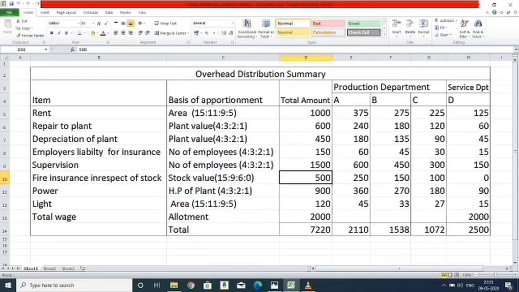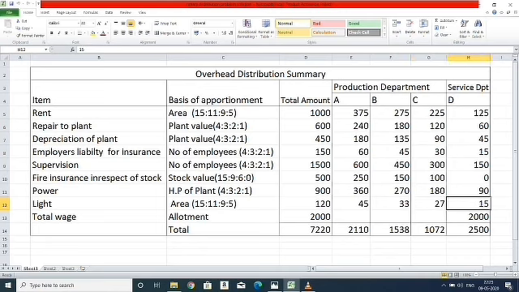Then fire insurance, total amount of 500 divided in the ratio of 15:9:6:0. Then we get 250, 150, 100 and then last column 0. Then power, amount 900 divided in the ratio 4:3:2:1. Then we get 360, 270, 180 and then 90. Then light 120, that amount divided in the ratio 15:11:9:5. Then we get 45, 33, 27 and then 15.